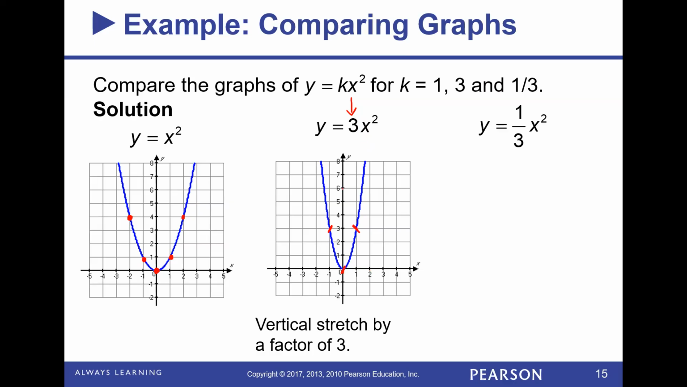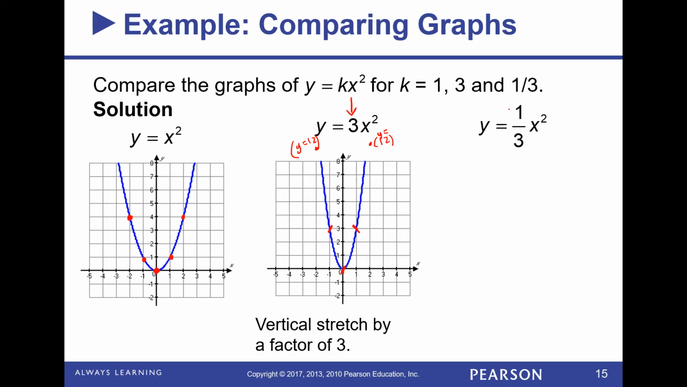Now, if I were to plug in x equals 2 here, 2 squared is 4, and 4 times 3 would give me 12. So this point is way up here at 12 for the y value. And this point here is way up here, again, still at y equals 12. So these points are still there. It just looks like they've been stretched out a little bit.